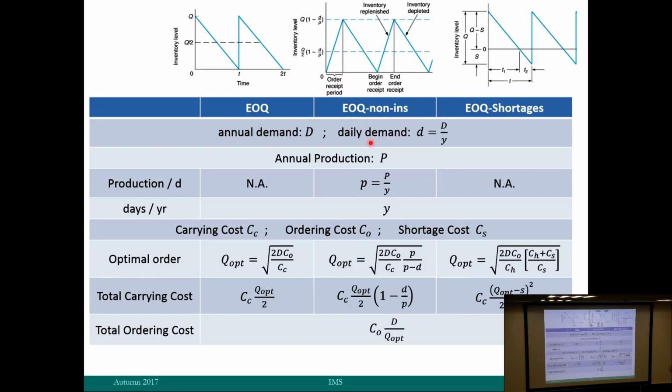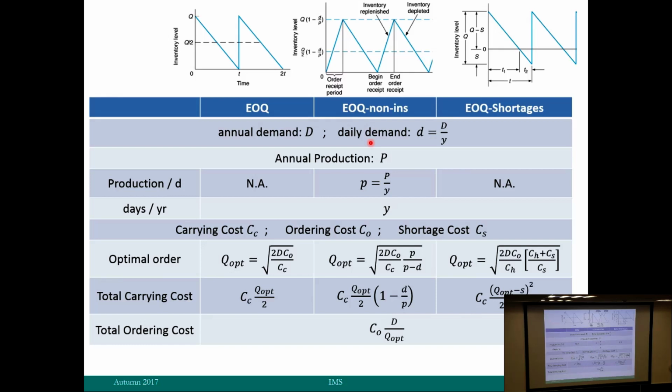But for this, we consider any production rate and also some consume rate. So we consider P and D. For shortages, again, because we don't take any time to receive orders, we don't consider any production rate. Days of a year are the same. Carrying cost, ordering cost, shortage cost, that's the same. Also shortage cost is only for this.